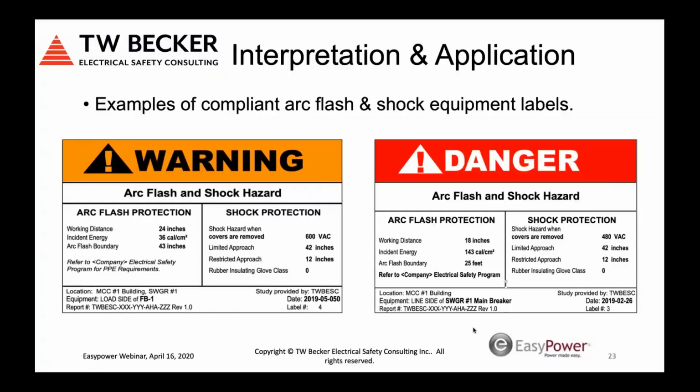Moving on with respect to labels. Labels are specified in 70E and Z462 with respect to the content of the label, and they reference the ANSI Z535 standard. These two labels would be examples of ANSI Z535 compliant labels. I wanted to include this for clarity, interpretation, and application briefly before we move into the differences.